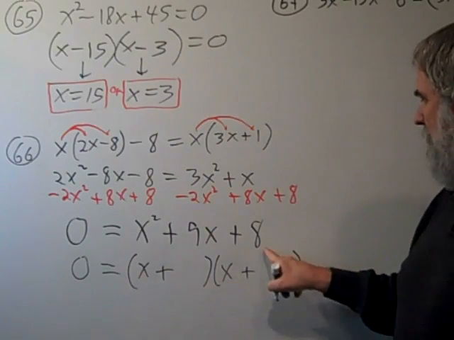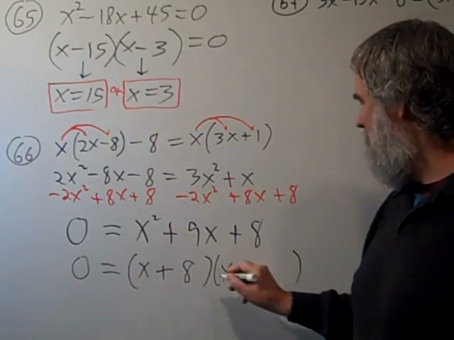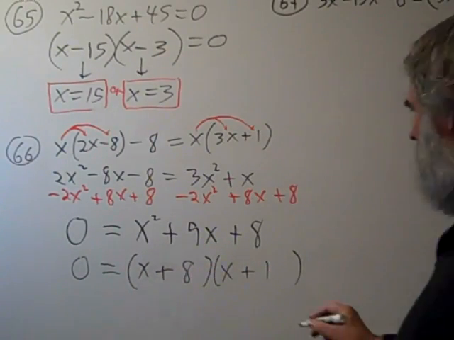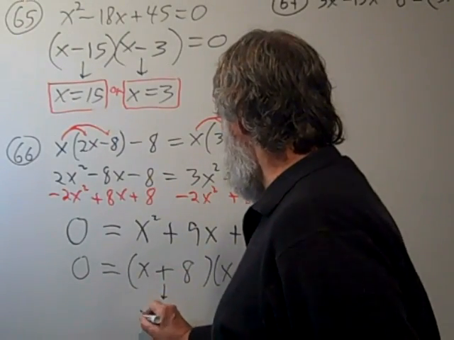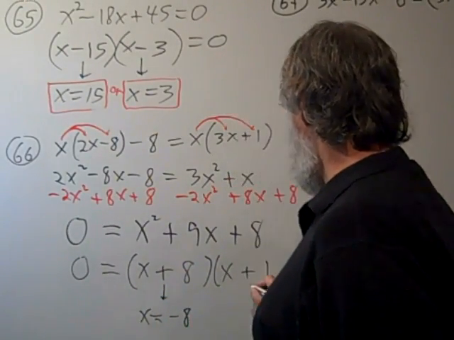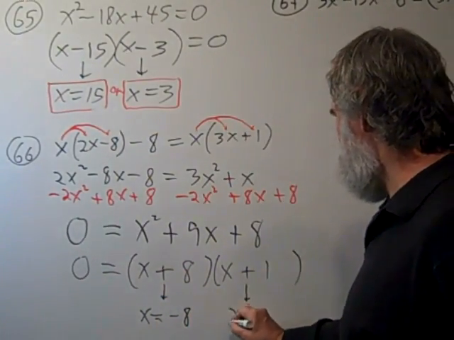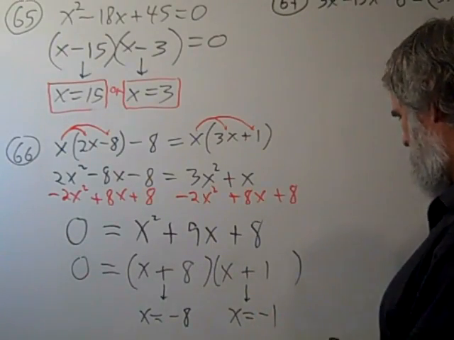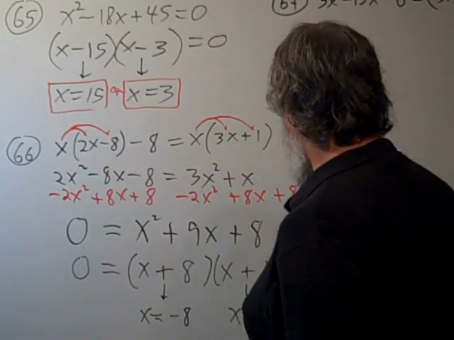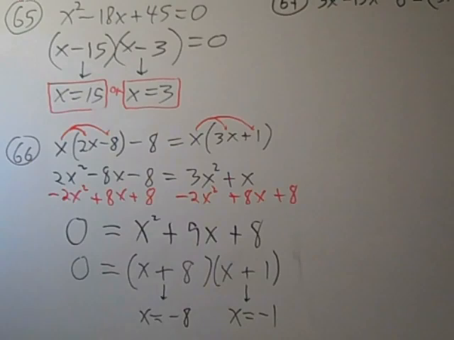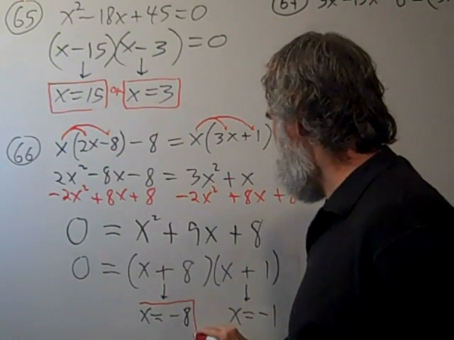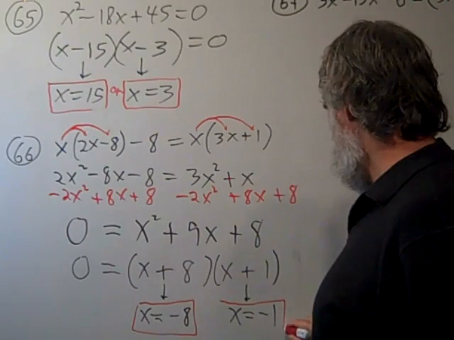And we're looking for two numbers whose product is 8 and they add up to 9. So 8 and 1 are the numbers. And so this factor gives us the solution x equals negative 8. And this factor gives the solution x equals negative 1. And so there, we found the solutions, two solutions to this quadratic equation.